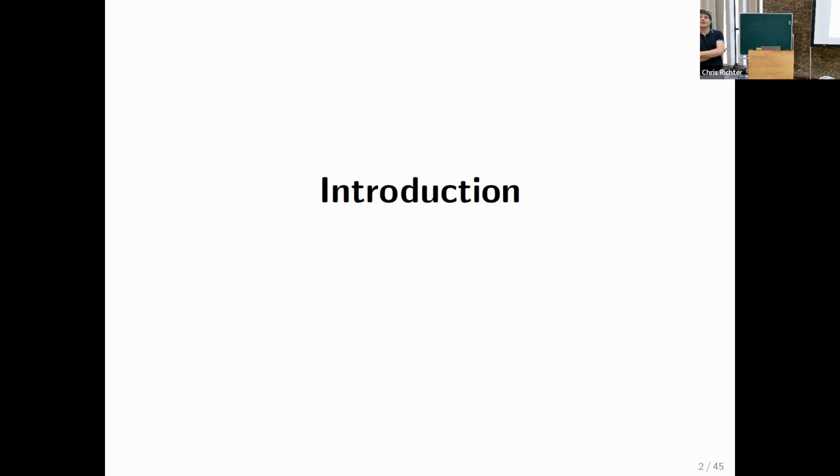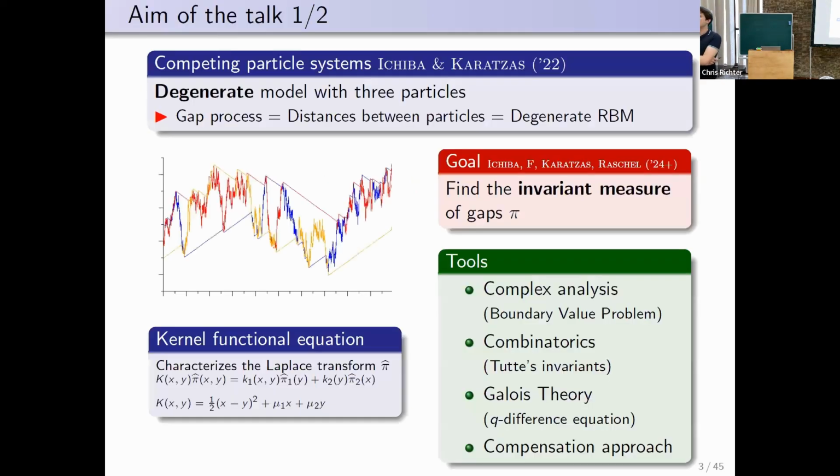Okay. So, introduction. The goal today will be to explain competing particle systems, which has been introduced by Ioannis and Tomoyuki a few years ago, which is a degenerate model with free particles. I will explain later on how to define it, but you see the picture of a process here, so it's really special.